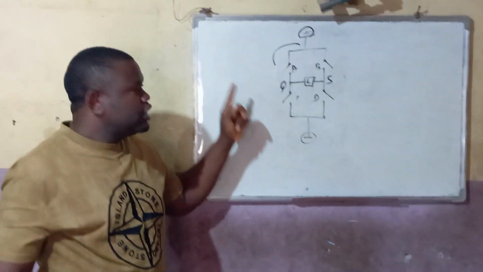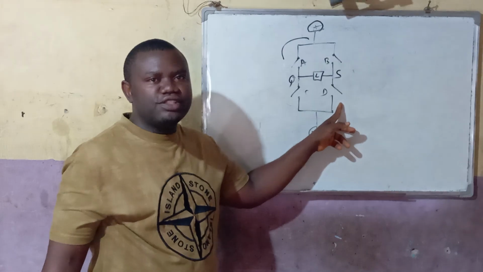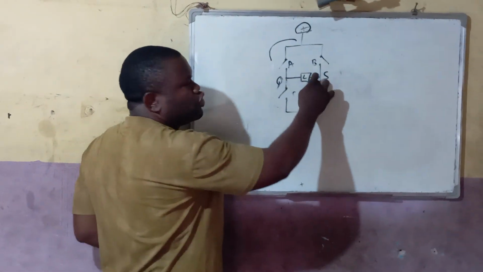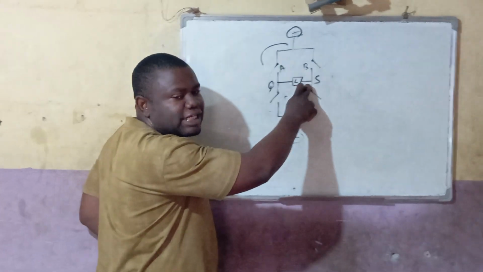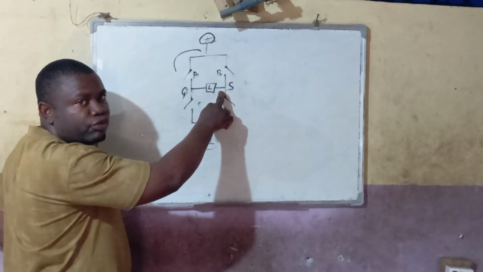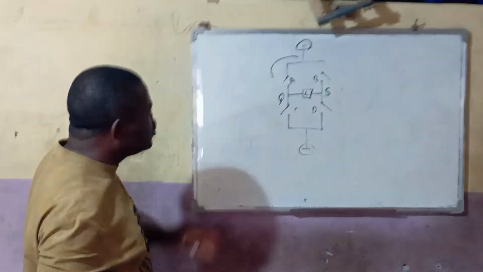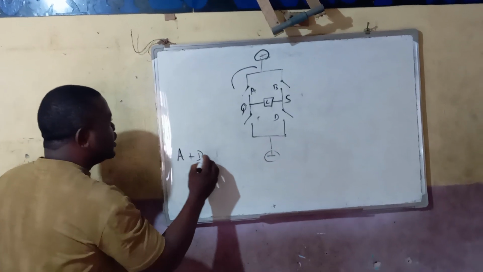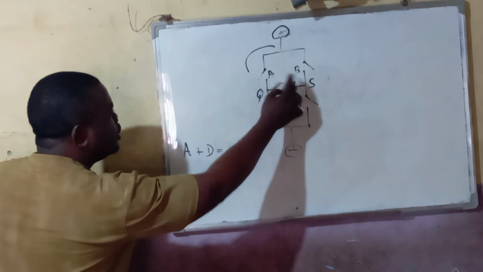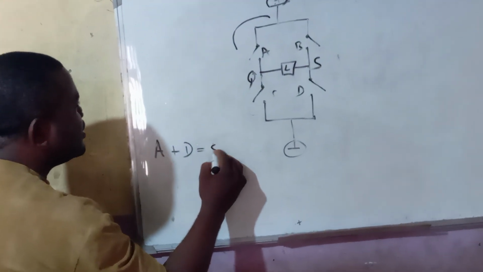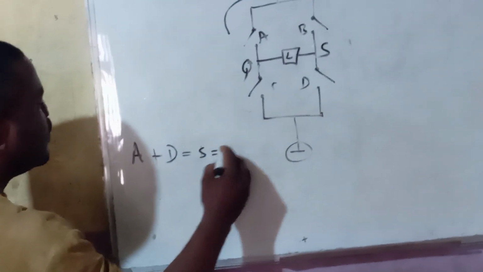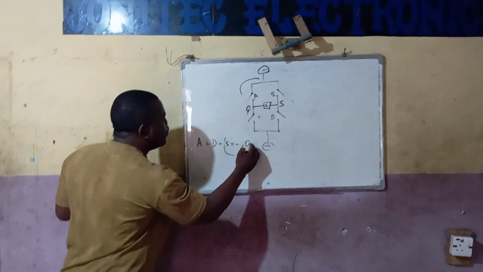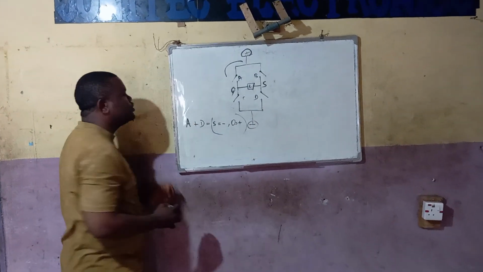Now, what we need to turn on is switch D, because switch D is going to allow this negative to rush to the second terminal, which is point S of the load. So in that case, when switch A plus D is on, S is equal to negative, and then Q is equal to what? Positive. Are we together?